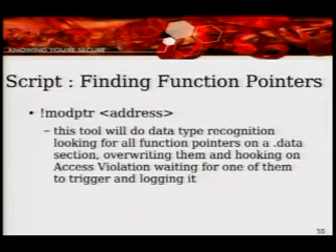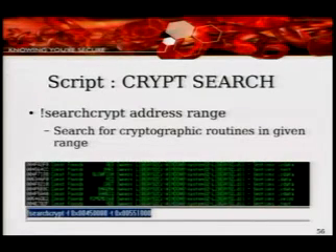The mod pointer script. This tool will do some data recognition looking for function pointers, and it will overwrite them, waiting for an access violation of one of these pointers being overwritten, and when the access violation occurs, it will trigger the hook and will start logging for further analysis. And the search script. The search script is a simple script that will search for cryptographic routines in a given branch. Look at the screenshot, where a lot of different algorithms were found in a library.